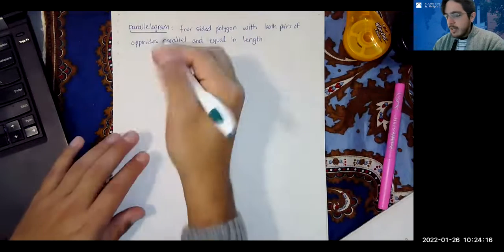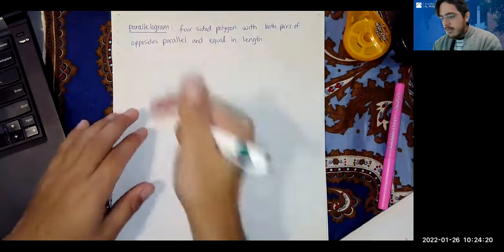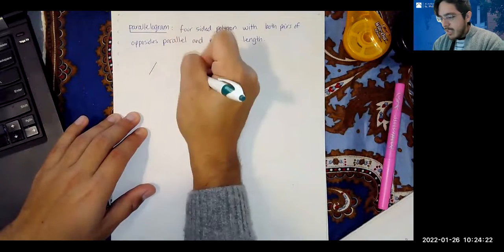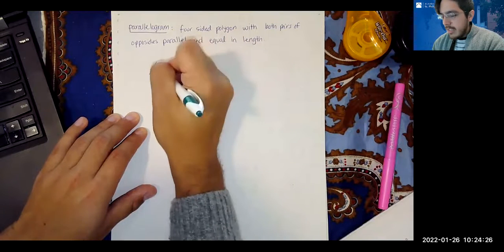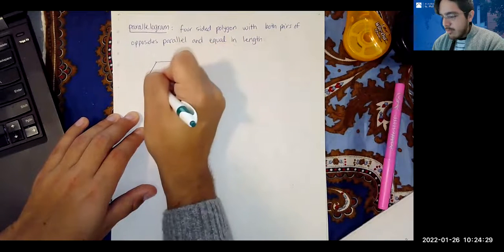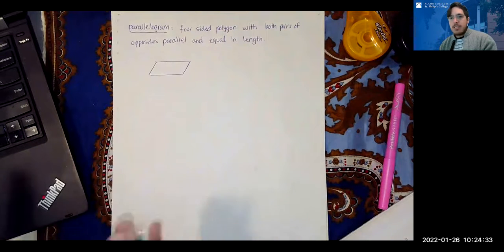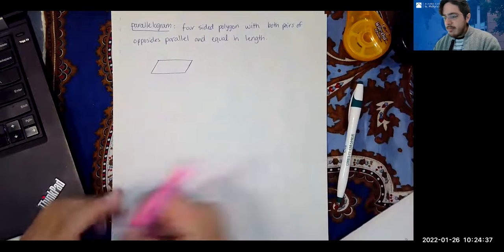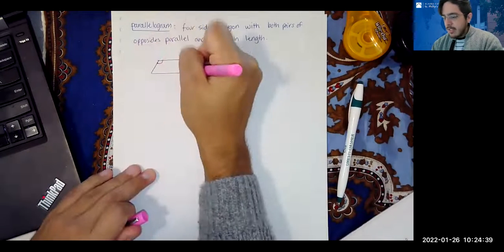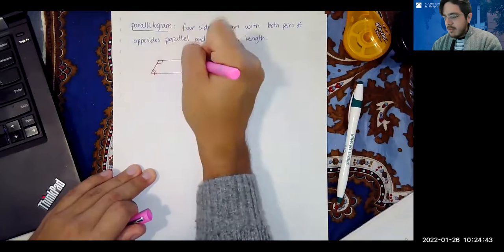So for this one, we can think about having a rectangle that we just sort of lean over on its side. So this side should be equal to this side. Those are equal in length. And then this side should be equal to this side. And notice that we don't have right angles for this parallelogram. The opposite angles are equal to each other, like so.